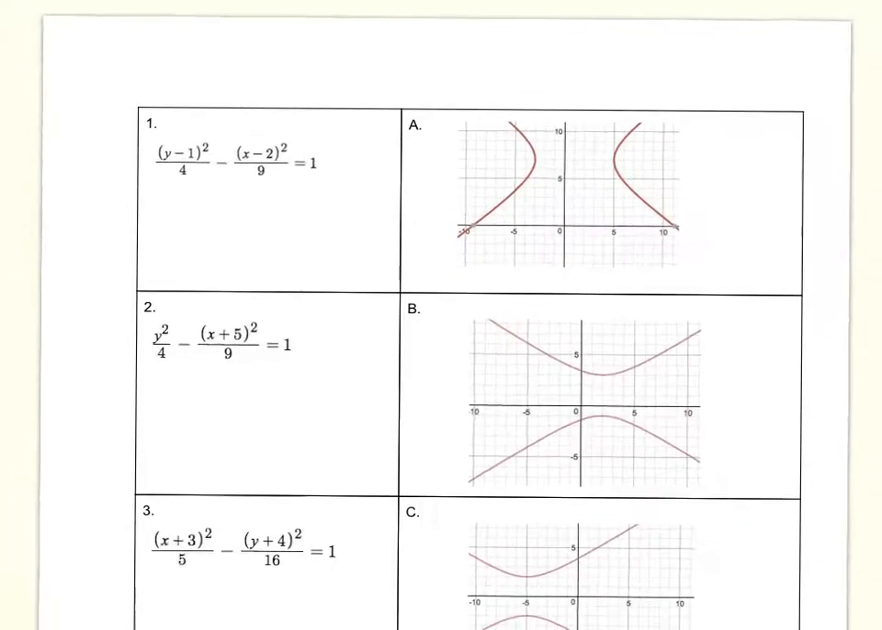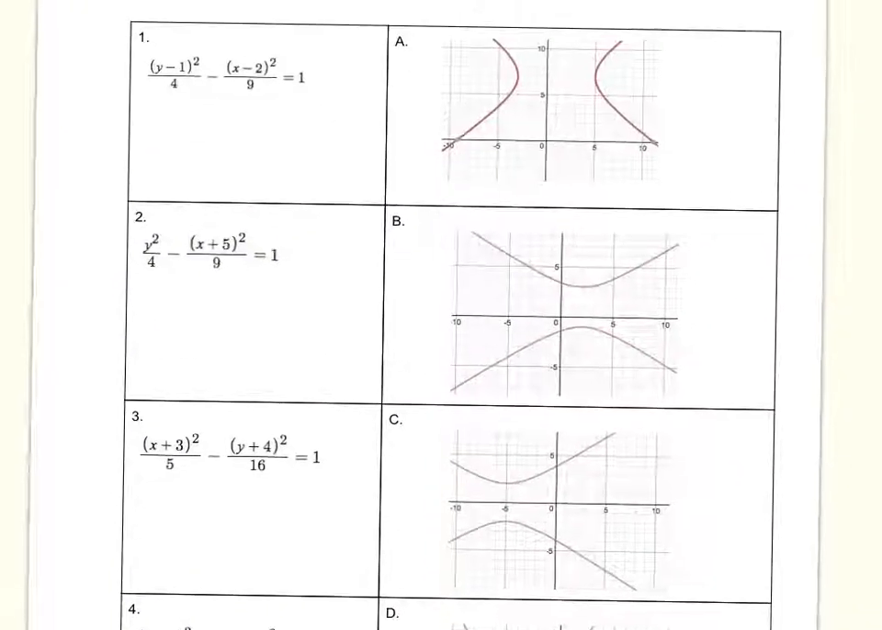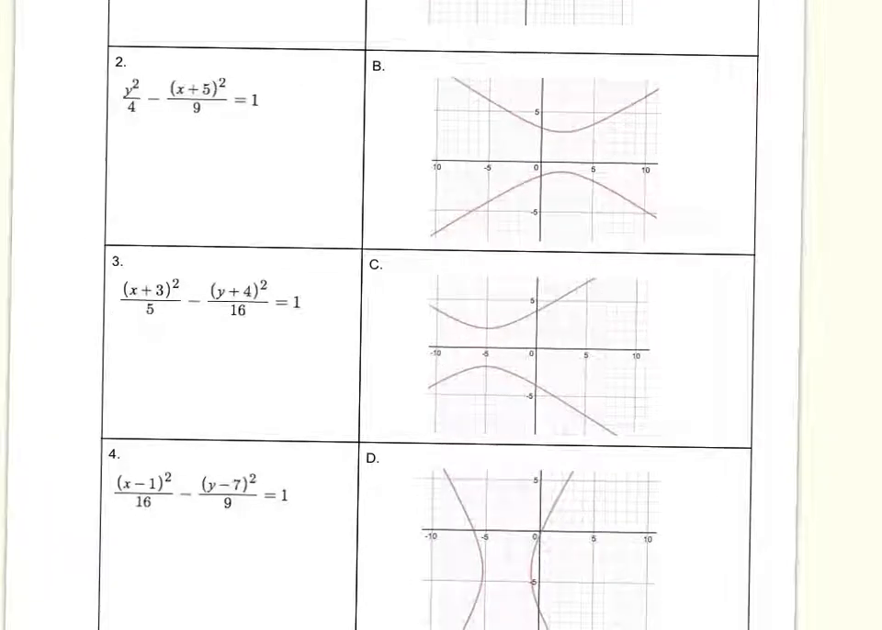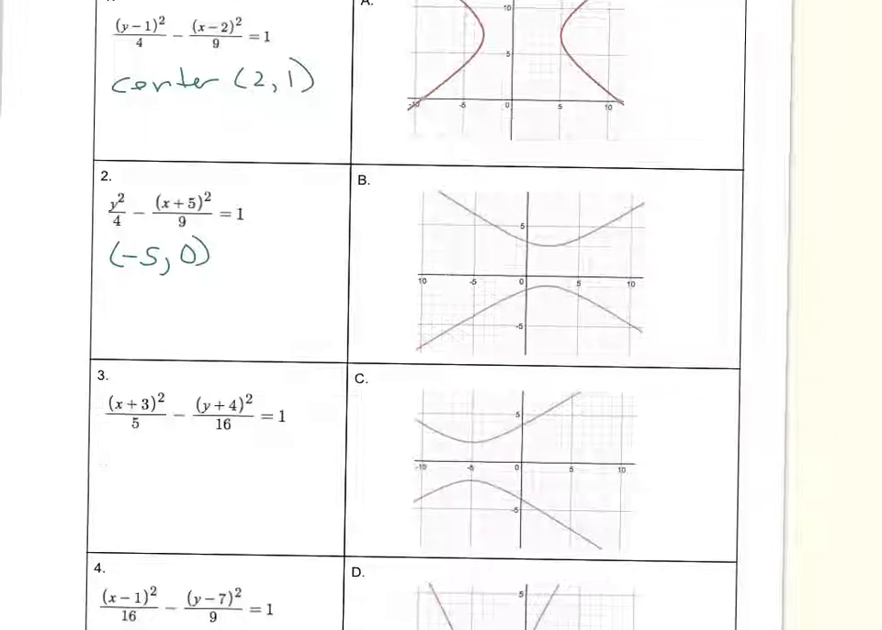So if you look at these, of course, we have all these different hyperbolas, and we want to see which hyperbola matches which equation. The first thing I'm going to do is look for the center of each of these. That'll give me an idea. So the center of this one would be 2, 1, because that's just taking the opposite of each one. The center of this one would be negative 5, and nothing in this one, so that would be 0. That's the center of that one.